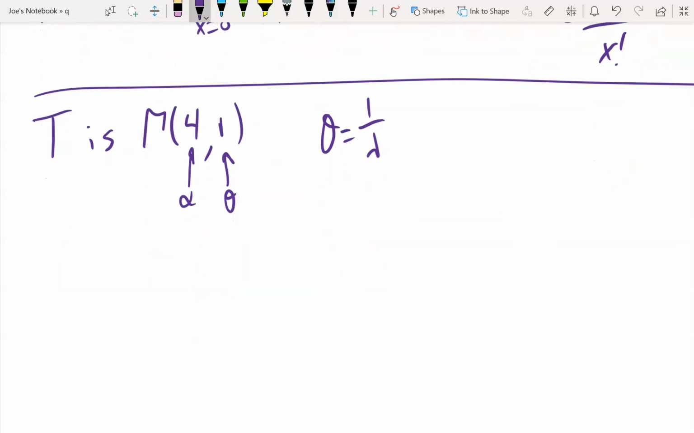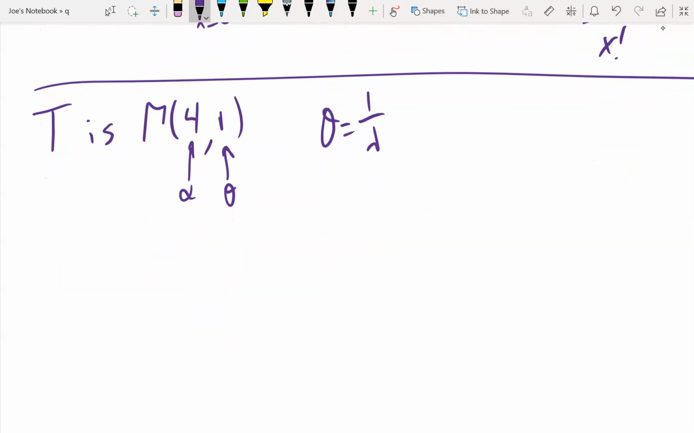So what will your PDF look like then? X to the third. Okay. E to the negative x over one. Over one, good. And then that T. You want me to put a T instead of an X because it called it T? Is that what you're telling me? T is just do X over one. Okay. So it says T is the gamma. Yeah. One. Right.